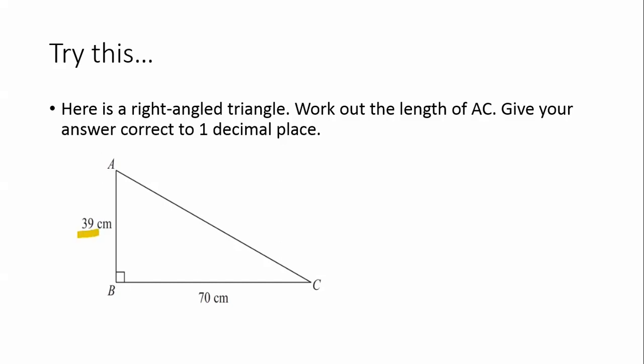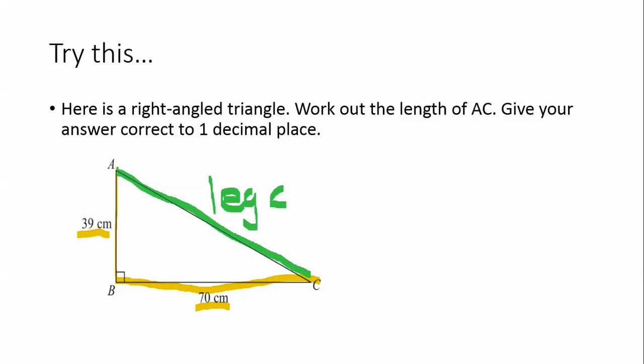Here, as you can see, 39 centimeters is given and 70 centimeters is given. AB is given and BC is given. We have to find the long side, which is known as the hypotenuse, AC. So we have to find side C over here. Without further ado, let's move on to solving the sides.